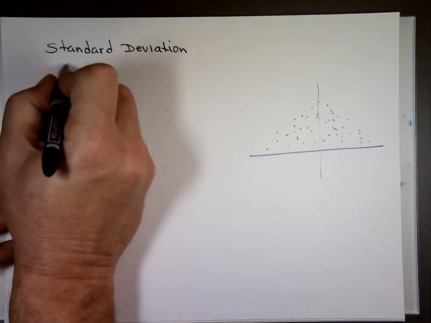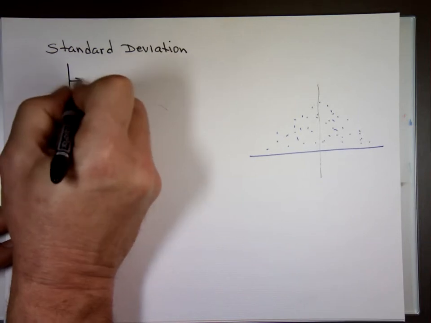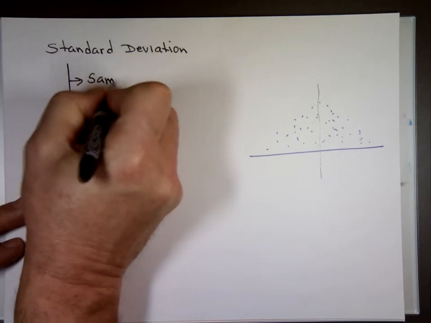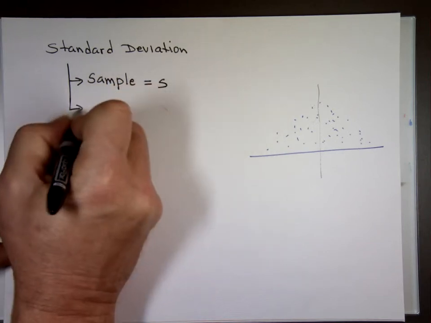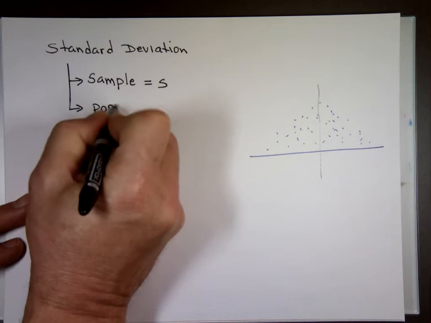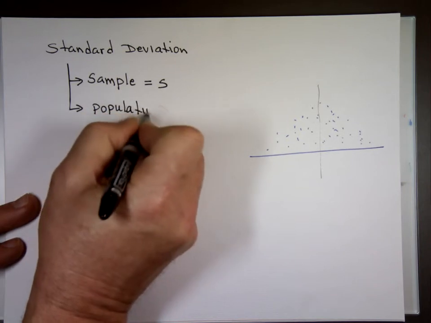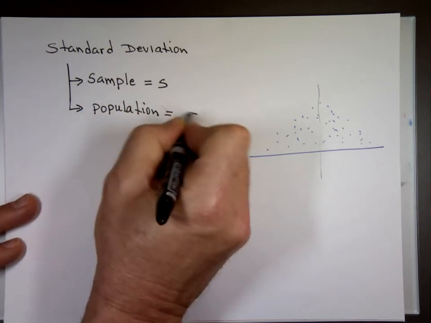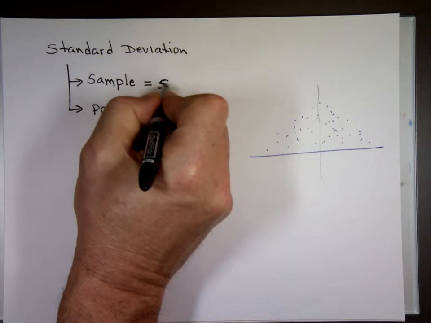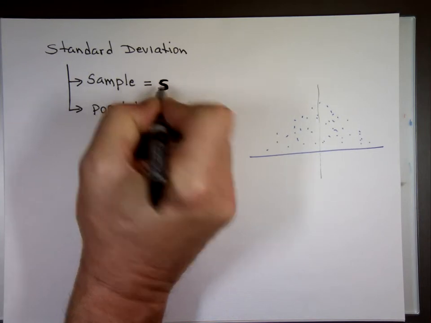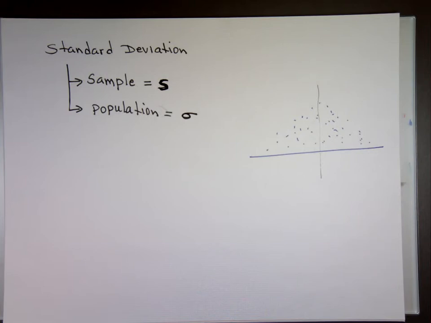By the way, for the standard deviation, if it's a sample, we use the letter S. If it's a population, we use sigma. Looks like a 6 sideways. Since almost everything in life is really a sample, it's difficult to get the population. We'll talk about both of these, but we're going to be more focused on the sample in this class than the population.